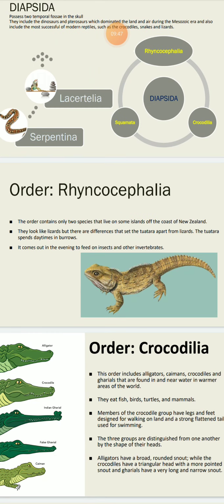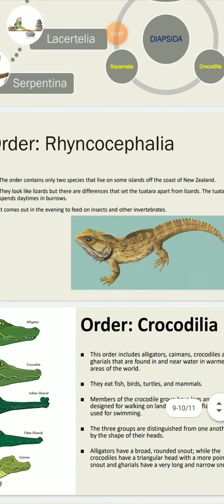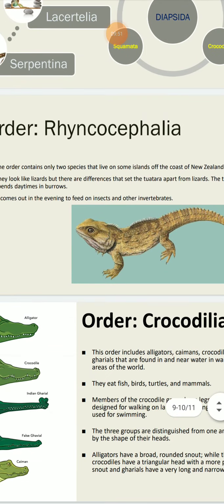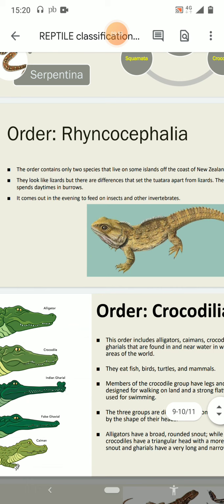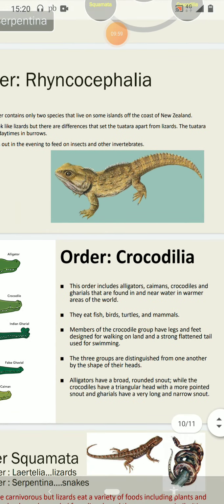whereas there is a crest of thorns or horns on their back. It comes out in the evening to feed on insects and other invertebrates. And order Crocodilia includes alligators, caimans, crocodiles, and gharials that are found in and around water, as we all know. They eat fish, birds, turtles, and mammals, anything they can maul onto. So they will eat anything and everything.